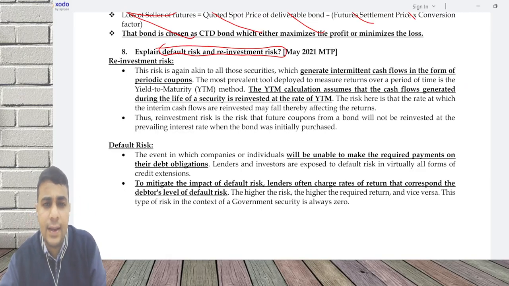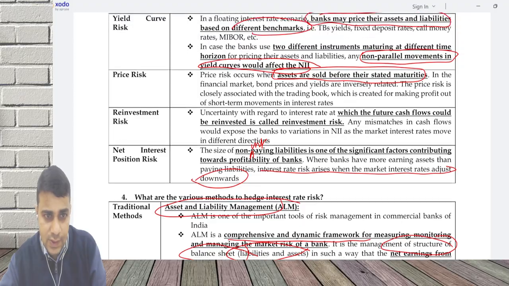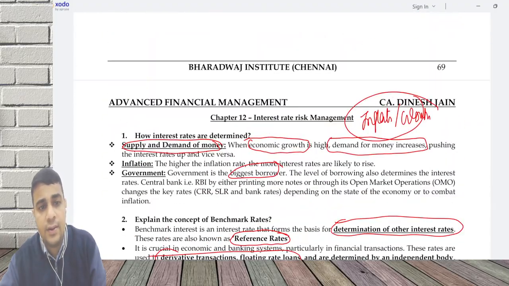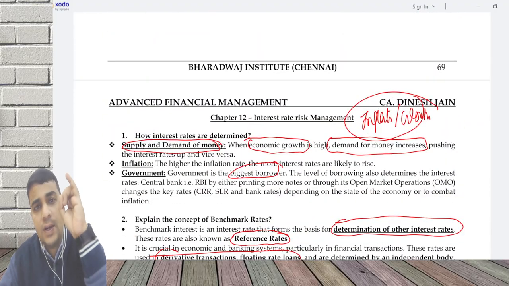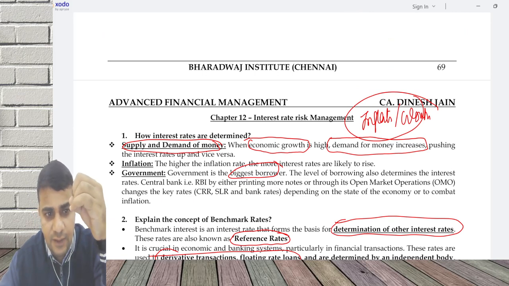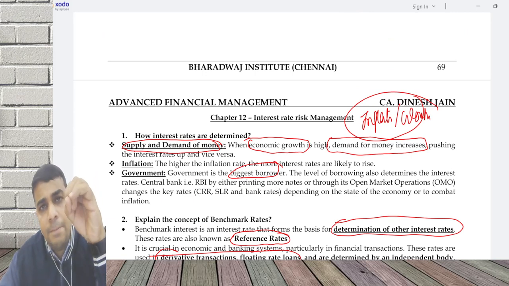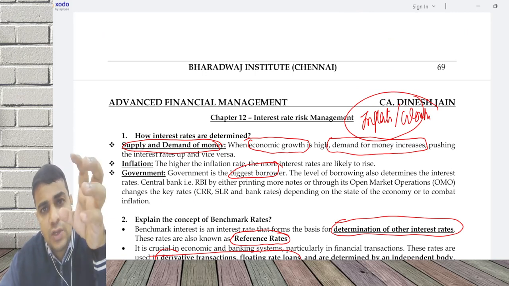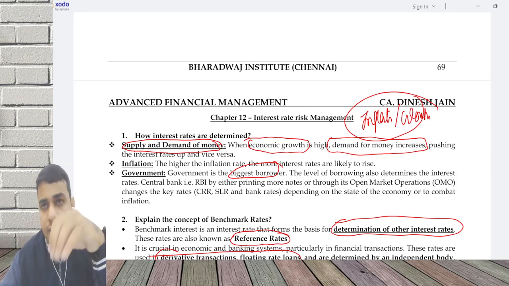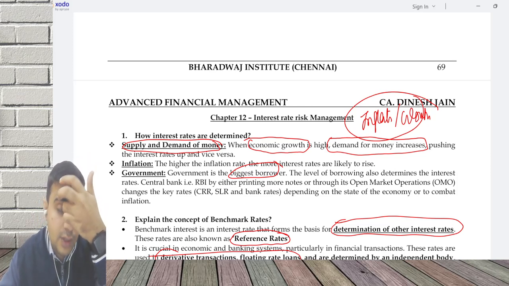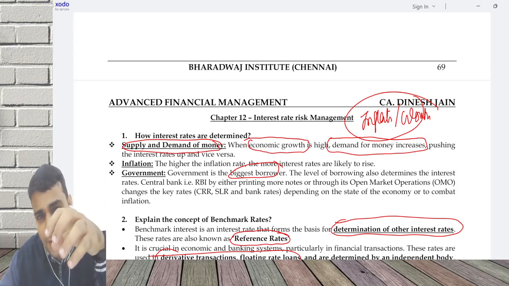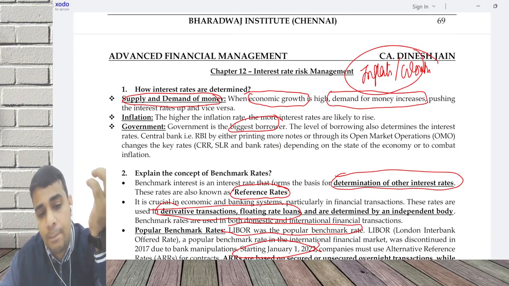Let me quickly summarize or revise this. We first started with how interest rates are fixed primarily on supply and demand of money, which is inflation and government action. Benchmark rates are reference rates using which the other rates are calculated. Earlier we were using LIBOR. Now we have moved to alternative reference rates. In India, we have MIBOR and MIBID.